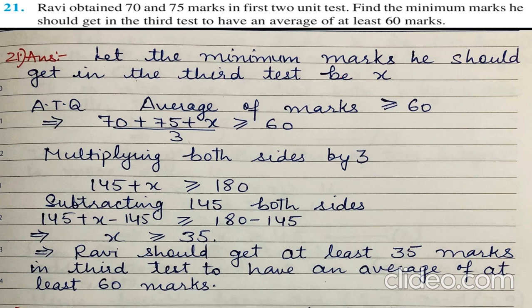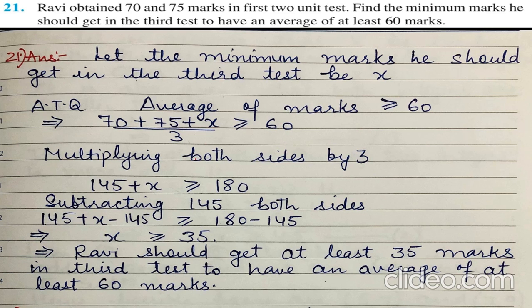We suppose that in the third subject he gets X marks. Now according to question, the average of marks should be greater than or equal to 60. It should be at least 60, that is greater than or equal to 60. Now taking the average, so we add all three and divide it by 3, that is 70 plus 75 plus X upon 3. This is the average of 3 marks. It should be greater than or equal to 60. Now we solve this inequality to get the value of X.